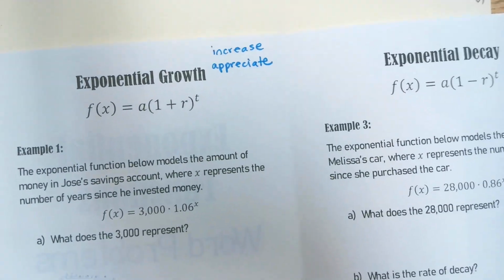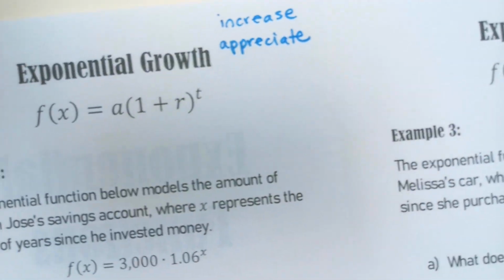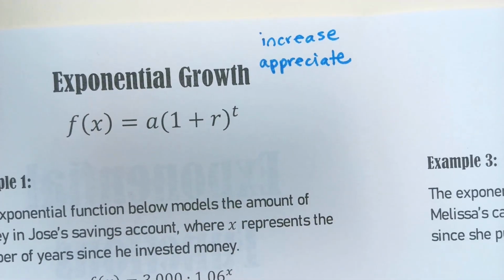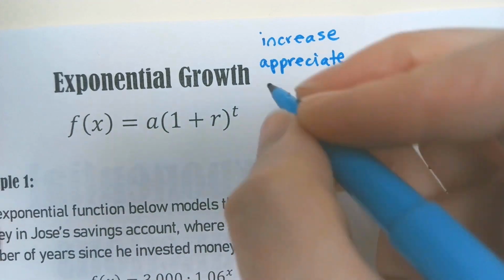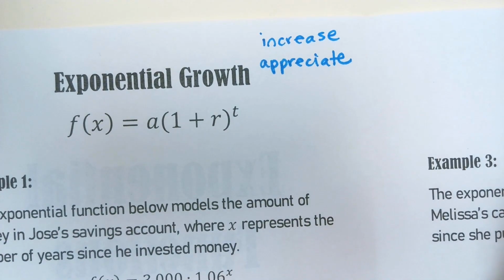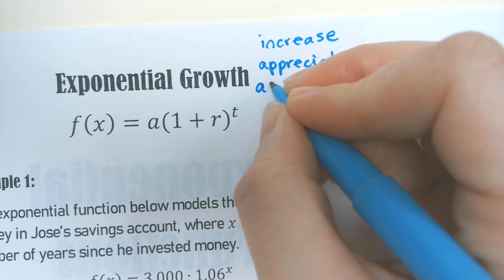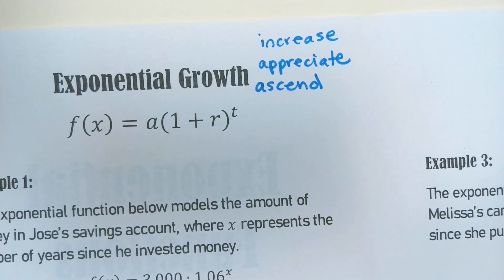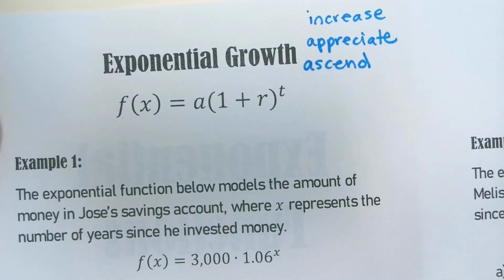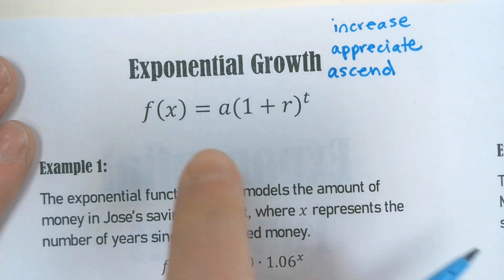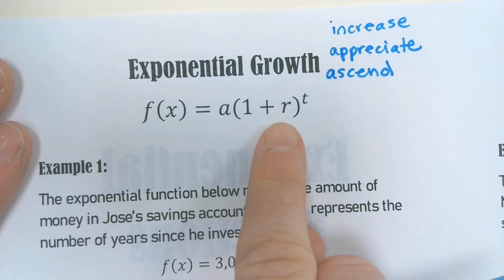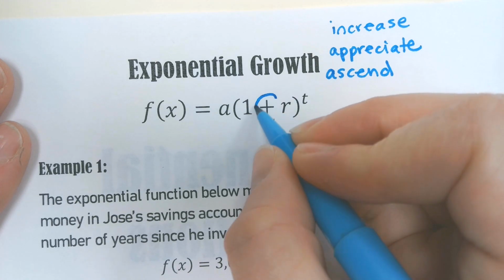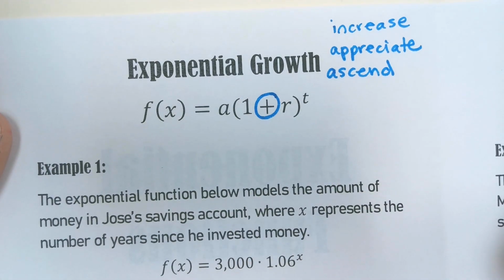So depreciate and appreciate are opposites of each other. Appreciate means it's going to get bigger. And ascend means increase as well. So those are words that you may see. Ascends, so that's increasing. F of x equals a, 1 plus r to the t. Notice that with growth, it's going to be a plus. You're going to do 1 plus the rate.